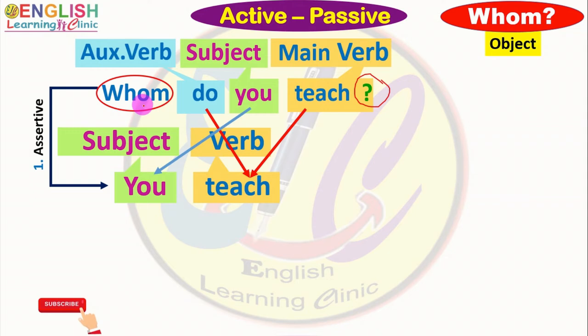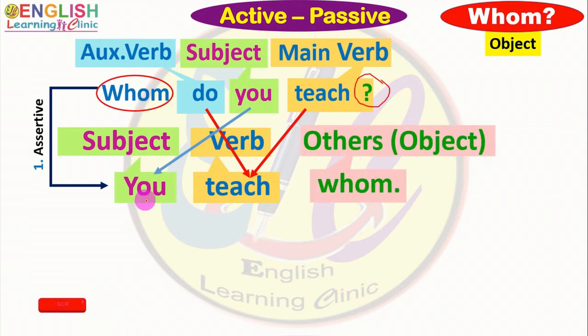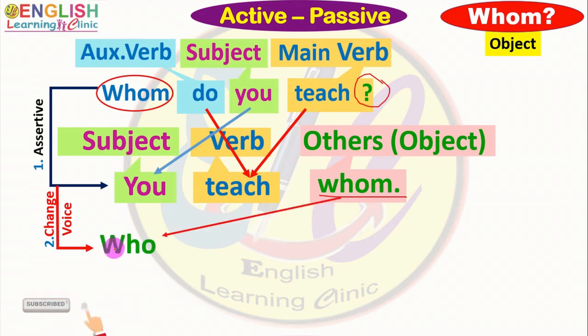You just regard whom as the object of this sentence. And so, regard it as an assertive sentence. Now, change the voice. To change the voice, the object will come to the subject position with the subjective form. The subjective form of the word whom is who. So, whom will go to the subject position with its subjective form, that is who, and the subject will go to the object position with the preposition by, that is by you.